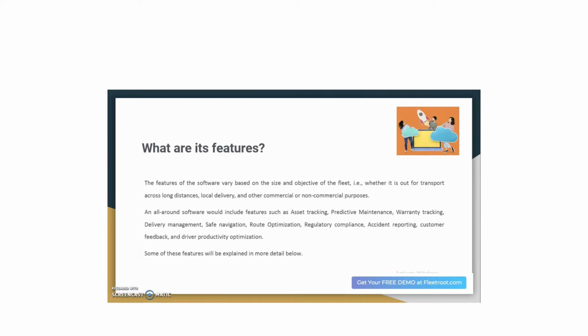Now let's discuss what its features are. The features of the software would vary based on the size and the objective of the fleet, whether it is out for transport across long distances, local delivery and other commercial or non-commercial purposes. Versatile software would include features such as asset tracking, predictive maintenance, warranty tracking, delivery management, safe navigation, route optimization, regulatory compliance, accident reporting, customer feedback and driver productivity optimization.